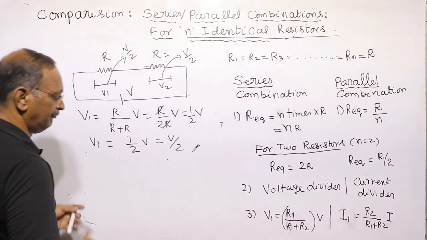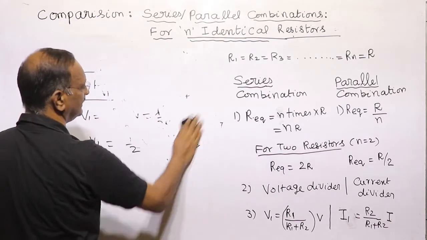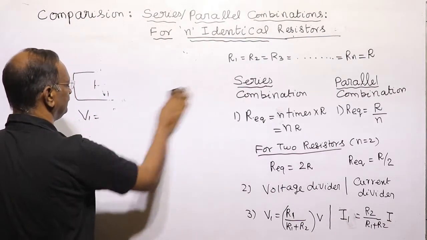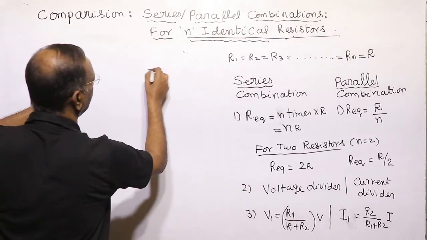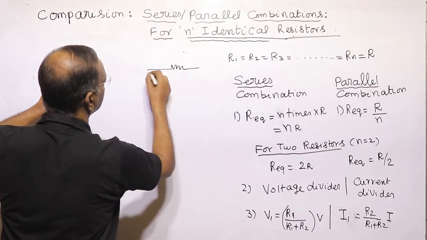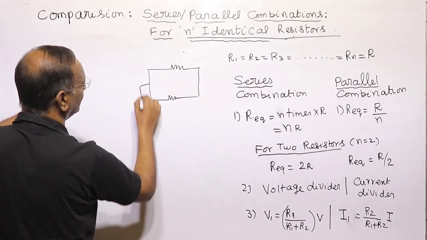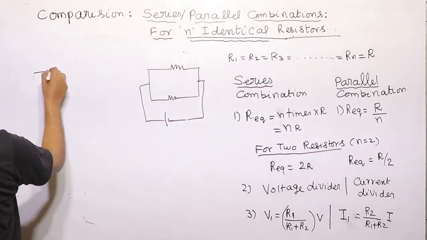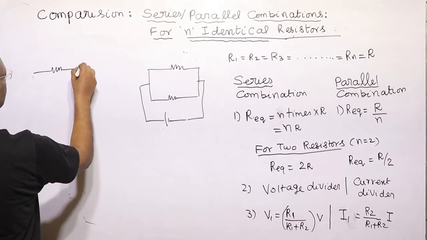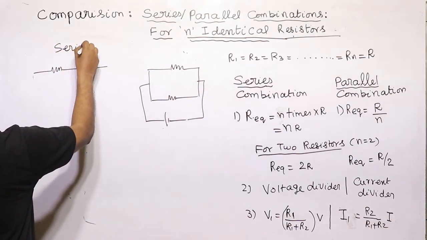In case of a parallel circuit, let us see what will be the condition. So if we are connecting two resistors in parallel, we have connected in parallel. Already we have connected in series. This is series. This is series.